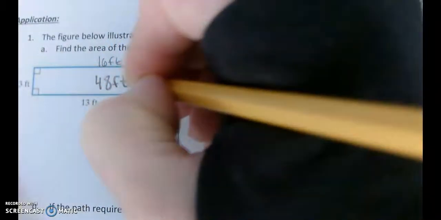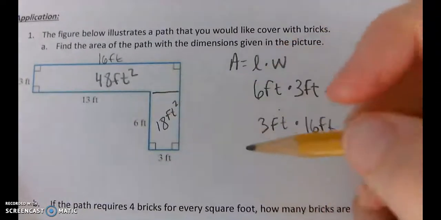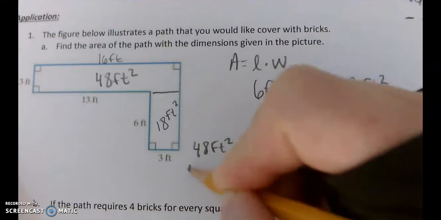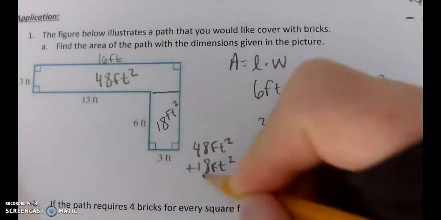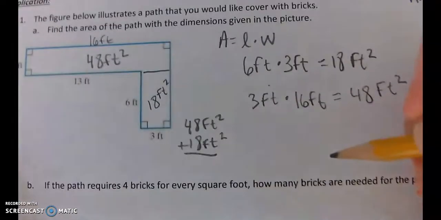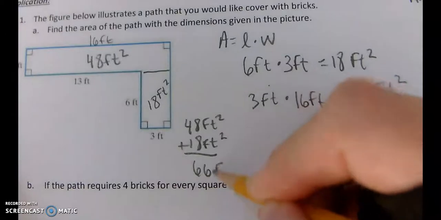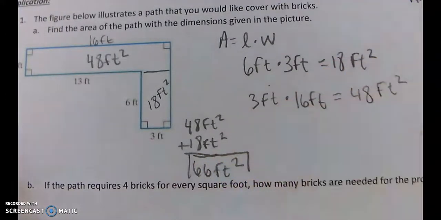Okay, so now I have 2 sections. So now I just add up. Now I'm adding these. 48 square feet plus 18 square feet. Notice these are like terms. They are both square feet, and I can add them. I will get 66. Keep your feet squared, okay?